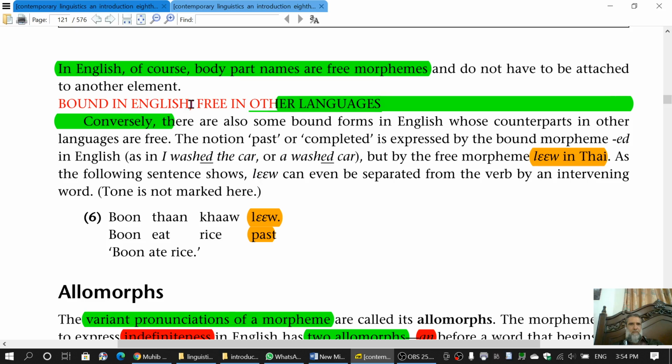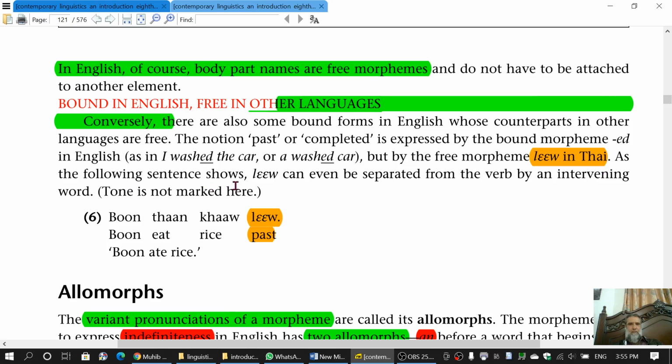اس کے برعکس ہم نے پڑھ لیا ہے. میں اس کو ریڈ بھی کر دیتا ہوں. Conversely, اس کے برعکس there are also some bound forms in English, کچھ انگلش میں فارمز ہیں جو باؤنڈ ہیں whose counterparts in other languages are free، جس کے متعلقہ الفاظ دوسرے لینگویجز میں فری ہیں. The notion past or completed، یہ جو آئیڈیا ہے پاسٹ اور کمپلیٹڈ کا is expressed by the bound morpheme ed in English. اس کو ed سے ظاہر کرتے ہیں as in I washed the car. But by the free morpheme لو in تھائی لینگویج میں یہ لو لفظ سے ظاہر ہوتا ہے.